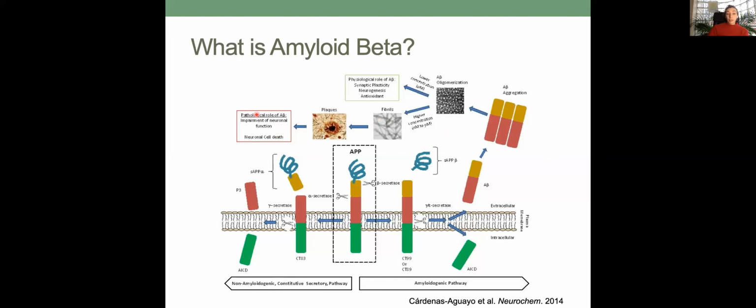People will often talk about fragment sizes of amyloid beta, so you may hear reference to amyloid beta 42 and amyloid beta 40. It's thought that amyloid beta 42 specifically seems to be this stickier variant of amyloid beta, leading to more toxic accumulation. So sometimes levels of amyloid beta 42 are used as a biomarker to suggest Alzheimer's disease.